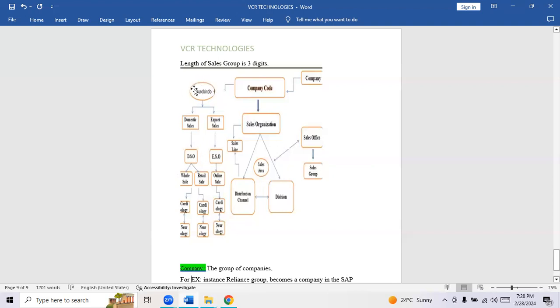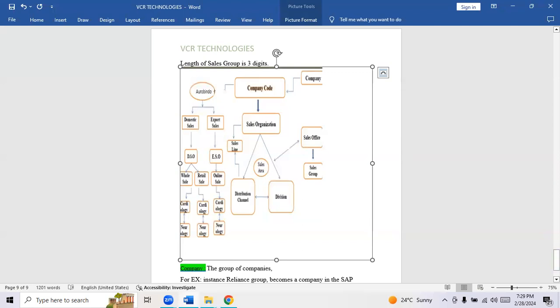Company: Aurobindo is the company. Domestic sales and export sales are company codes. Domestic sales organization and export sales organization are sales organizations. Wholesale, retail, and online sale are the distribution channels. Neurology and cardiology are the divisions. This is the explanation of the example of the enterprise structure. Now I think it's very clear for you.